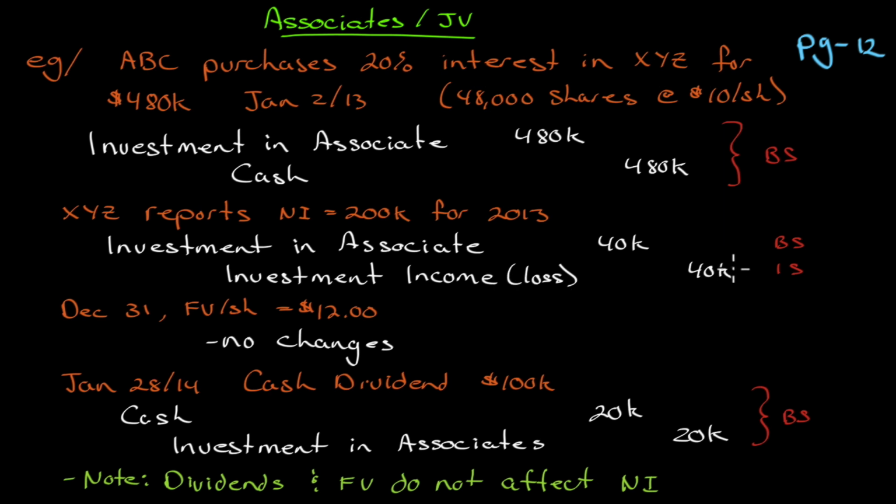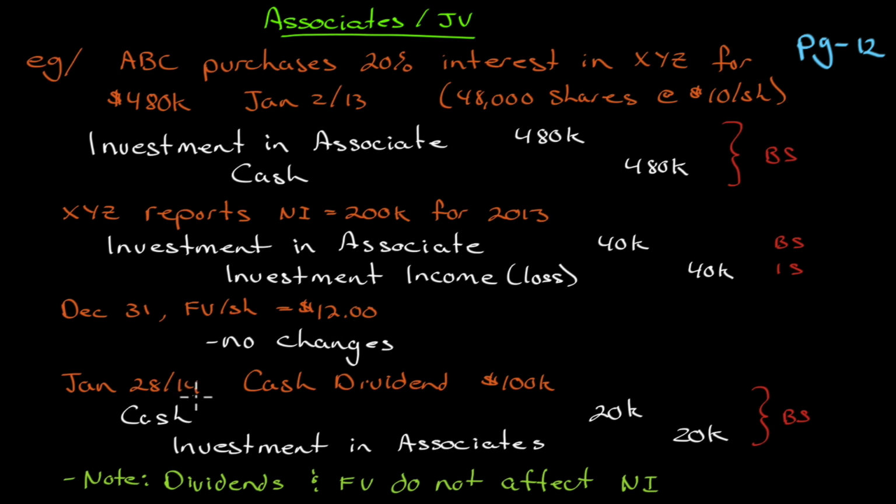Notice that we handle everything with two lines. One line in the balance sheet called investment in associates, one line on the income statement called investment income. So as we recognize investment income, we increase the value of our investment in associate. December 31st, the fair value per share is $12. No changes. We don't account for it with fair value at all. We just use the equity method, so we don't have to worry about adjusting it for fair value.